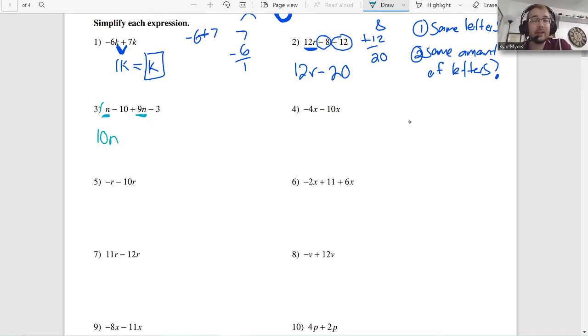Not 10N squared. That's a really common misconception there. When you're adding, you don't multiply the N's. So if you have N squared, it means that you were multiplying the N's. We're adding 1N plus 9N, so we get 10N.